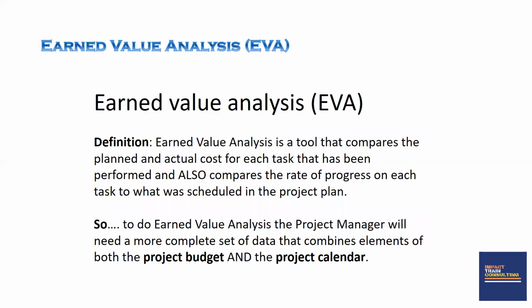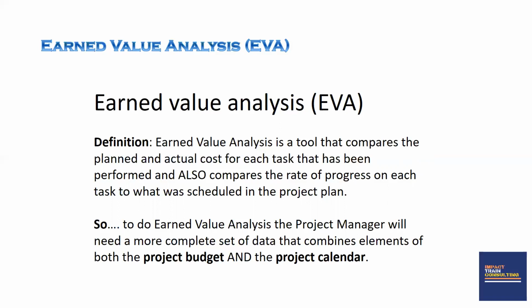One of the ways for you to monitor the cost of a project is to do what we call the earned value analysis. Earned value analysis, also known as EVA, is a tool that compares the planned and actual cost for each task that has been performed and also compares the rate of progress on each task to what was scheduled in the project plan.